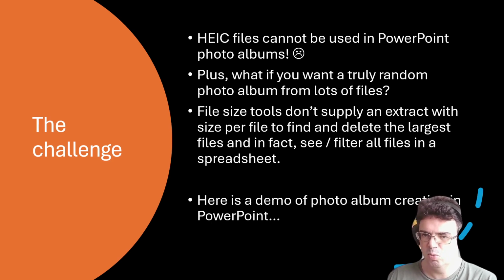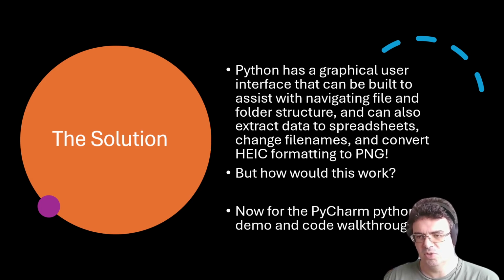And I'll go through how that code works and a demo of the graphical user interface that I've built using Python. I'll also go through a file size tool, as current file managers don't actually tell you what the largest file is. If you're trying to find the biggest file in a drive, for example, it's quite tricky to do that. So Python has a graphical user interface called Tkinter that can be built to assist with navigating file and folder structure, and also to extract to spreadsheets so that you can sort and do pivot tables and things like that, as well as converting HEIC files into PNG.